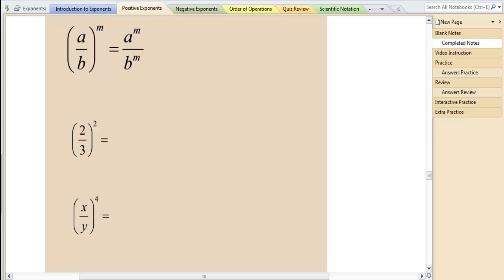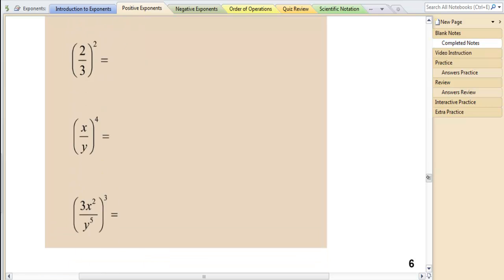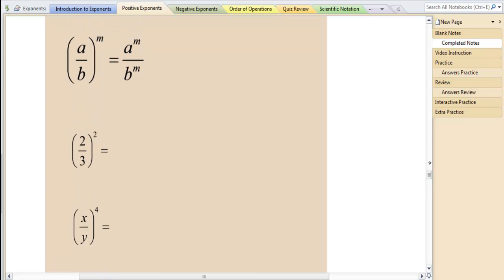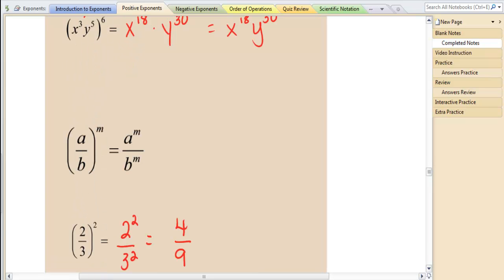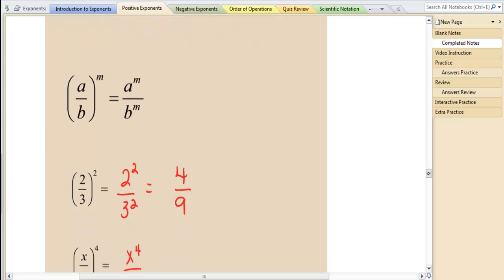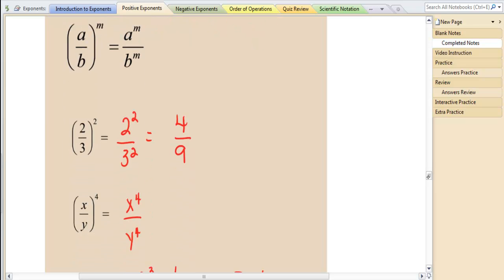So let's practice that. I want you to pause the video and try the next 3 problems and come back and see how you did. For the first problem, you end up with 2 squared over 3 squared, and when you simplify that, it equals 4 over 9. So you want to go ahead and multiply it out at this point. The next problem is x to the 4th over y to the 4th, and since we don't know what they are, that's our answer, what x and y are.